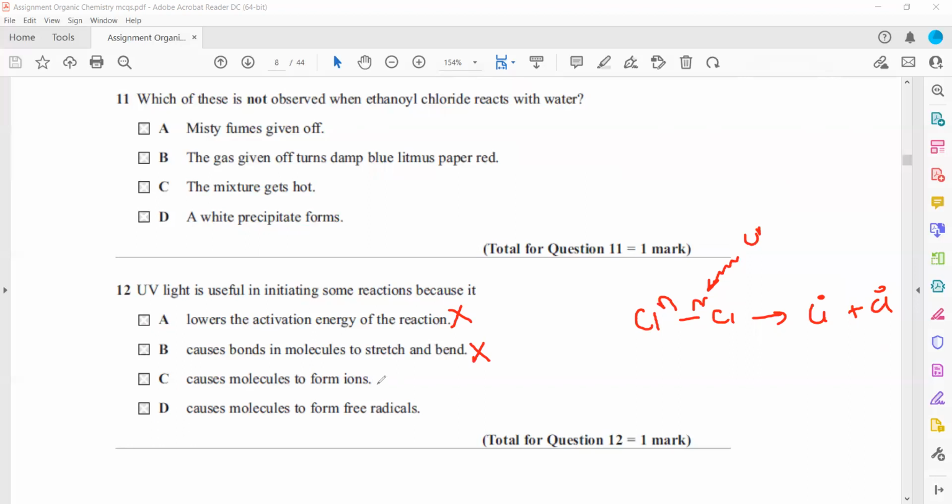Cause a molecule to form an ion? That refers to ionization, like removal of an electron, so it does not remove the electron. Cause a molecule to form a free radical? Yes, that's true, it can form a free radical. As a result, when a free radical is formed, it can initiate different types of reaction. Is it clear?